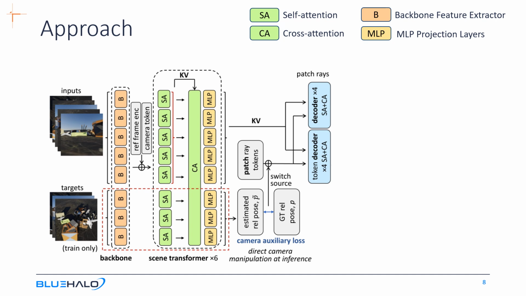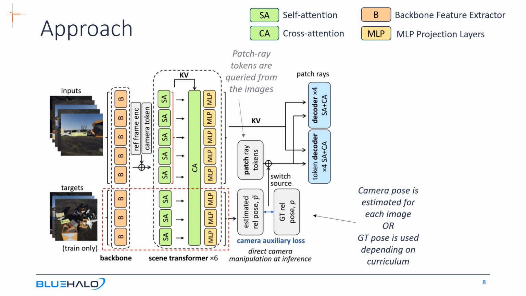ERUPT also provides camera pose estimates for each image. For cases where ground truth camera pose is available, it is inserted at this stage in place of the estimated pose. To improve computational efficiency, we query the scene representation using patch ray tokens, which represent 8 by 8 pixel patches in the image.